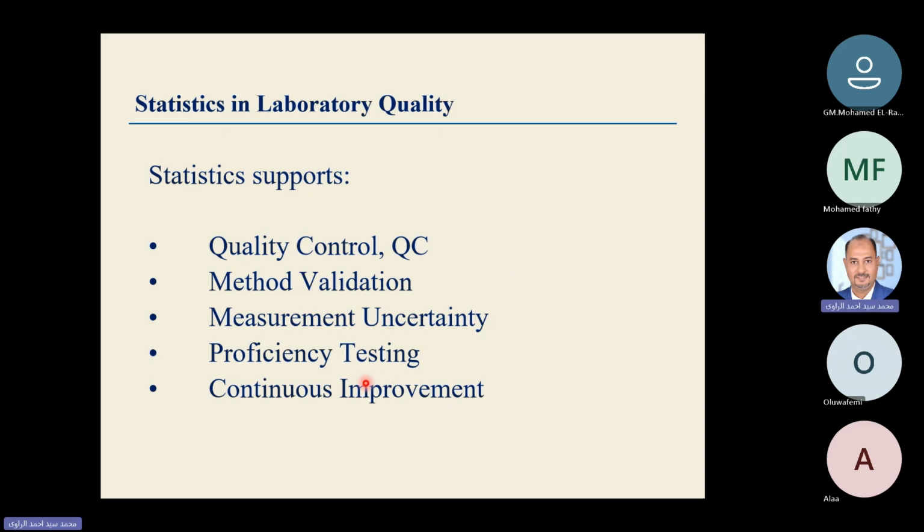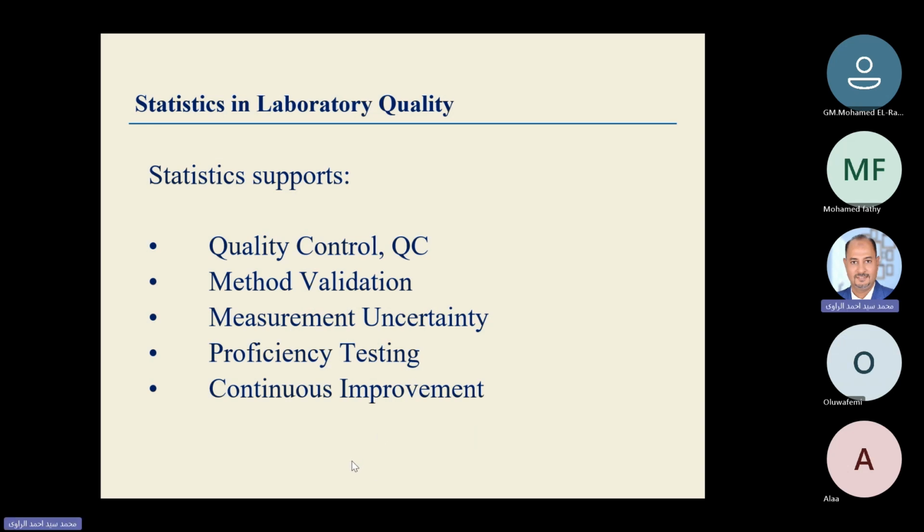Also in proficiency testing, which is a very important requirement in ISO 17025, we need to determine the Z-score. How do we determine the Z-score? By statistical calculations to compare the laboratory work. Also in continuous improvement in the lab, by using KPI tools to improve our work.